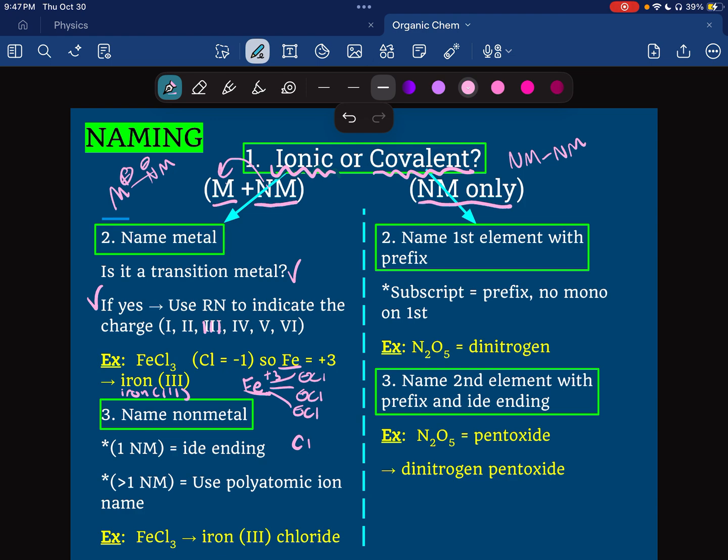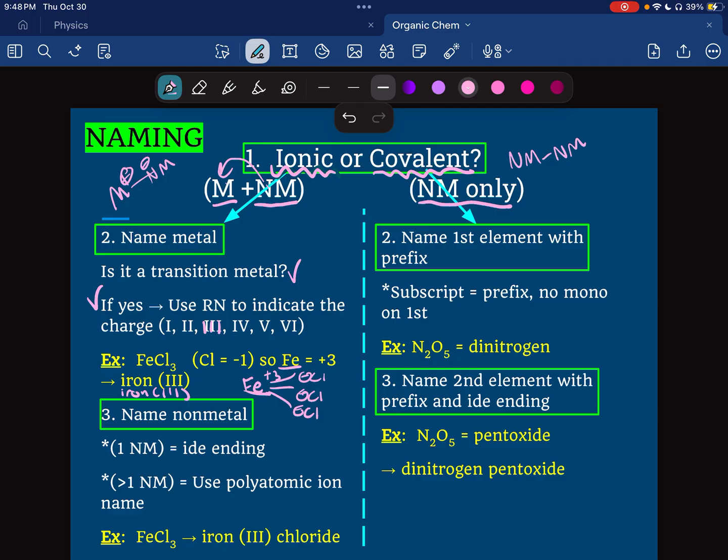I don't know what this means. I'm sorry, I don't remember that at all. It's probably just chlorine. But you're going to want to check me on that because she's not giving you an example of what that means. But if you have one non-metal, then it means... What? I'm sorry, I don't know what she means.